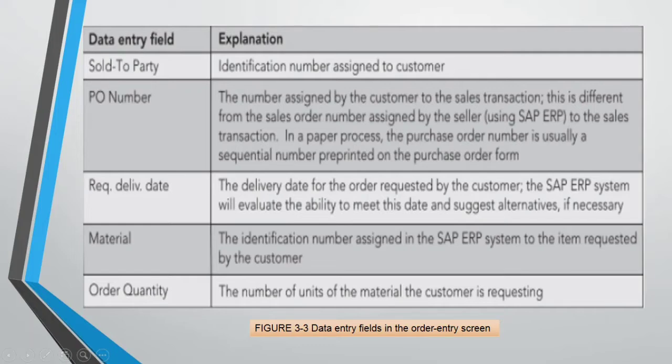The SAP ERP system will evaluate the ability to meet this date and suggest alternatives if necessary. The material is the item that is requested by the customer. The order quantity is the number of units of material that the customer is requesting.